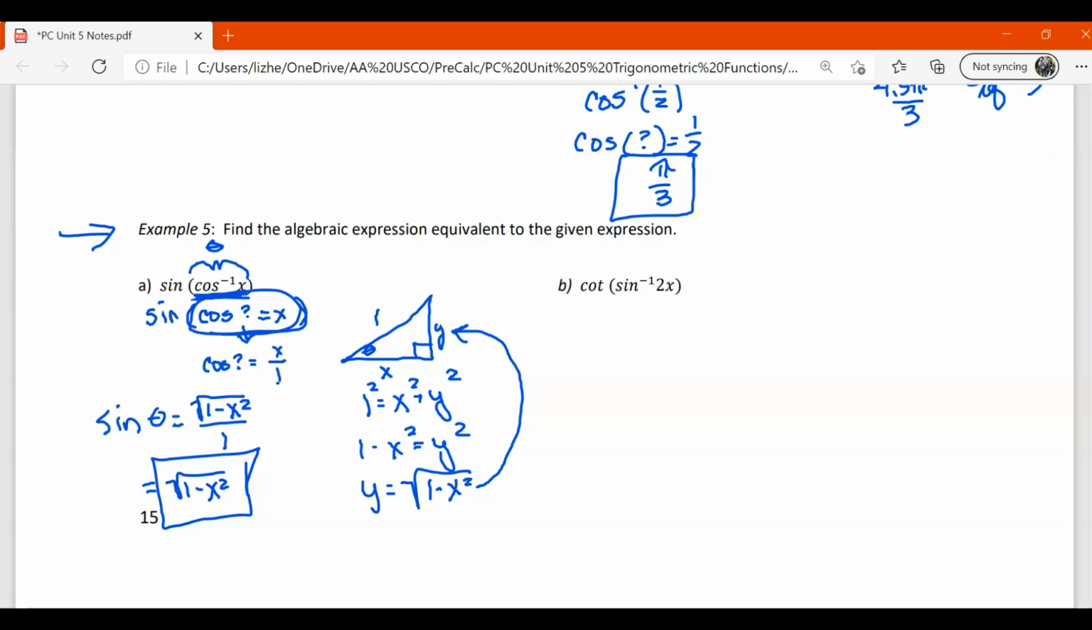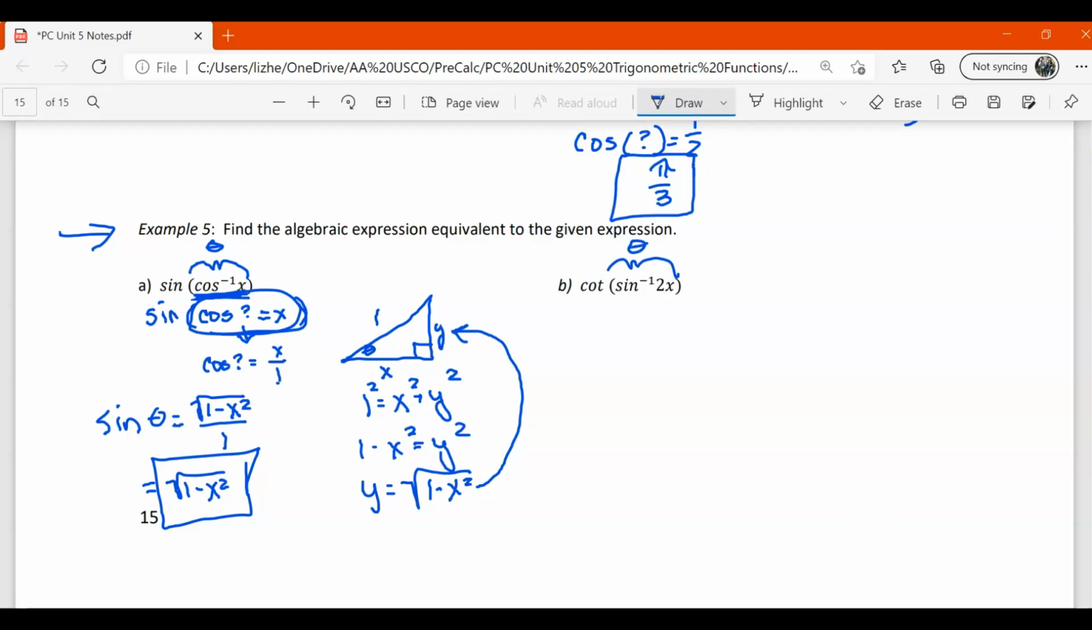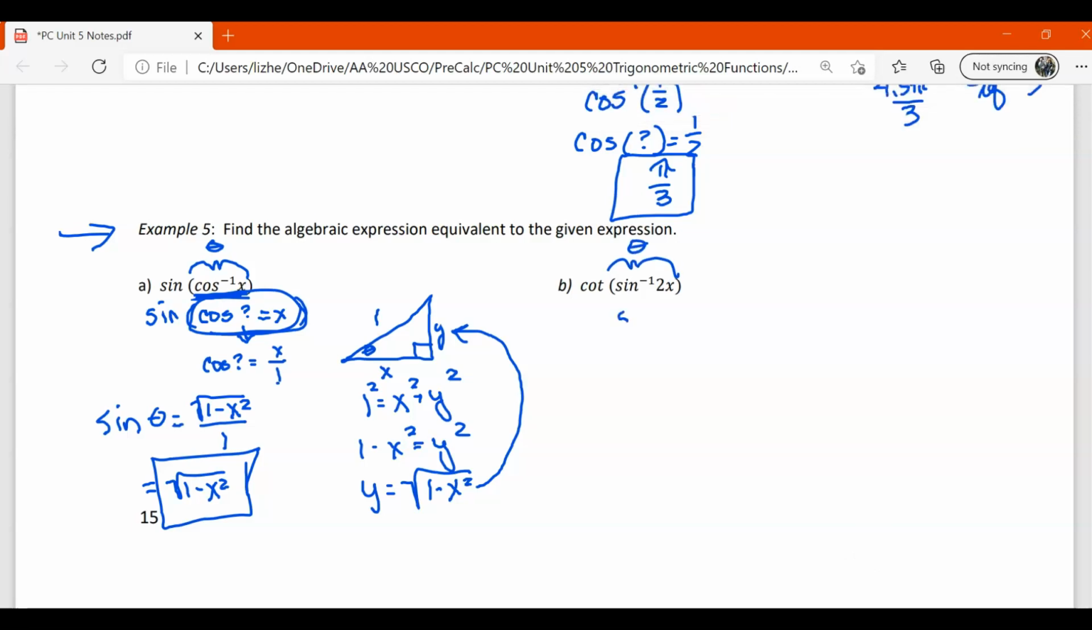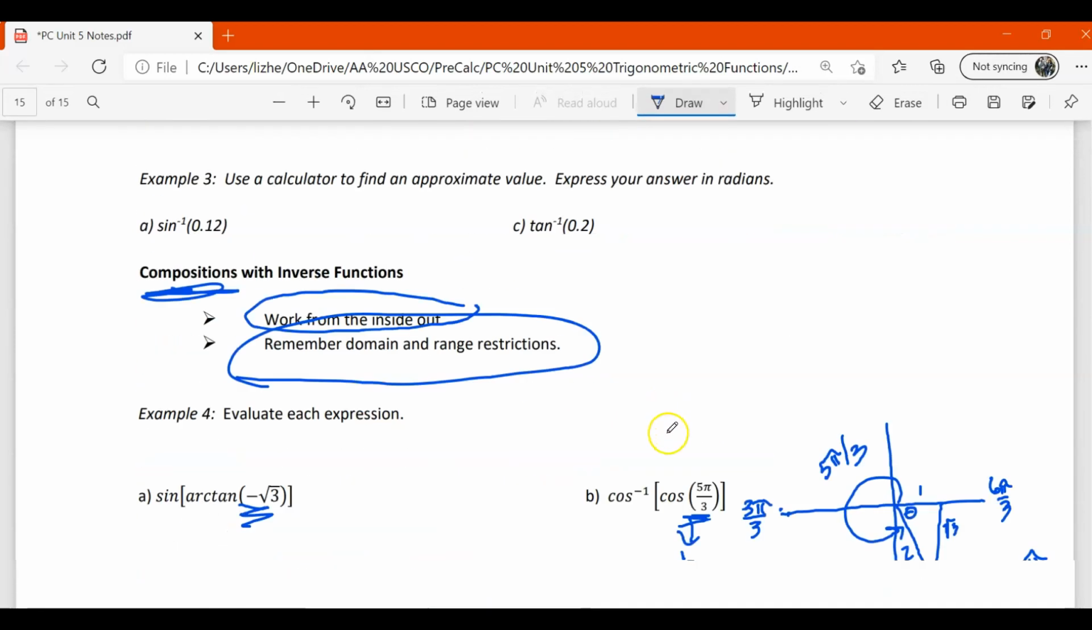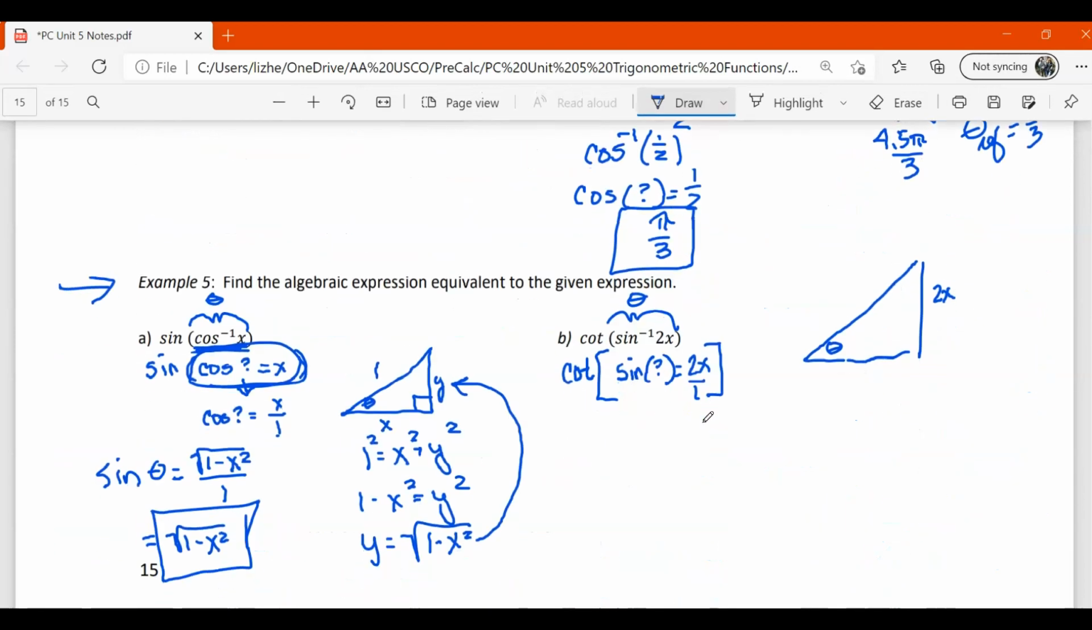So let's do another one. We're going to call this theta. That says the sine of what angle is 2x. So we're finding the cotangent of that. Okay, so I'm going to draw a right triangle. Here's my theta. The sine is 2x, so I'm going to put 2x over 1. Sine is opposite, so this is my 2x, and my hypotenuse is 1. I'm going to call this y.